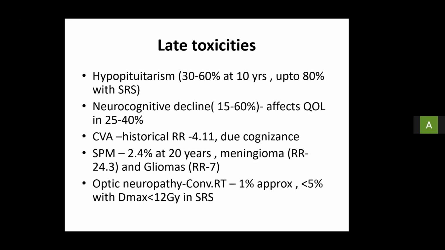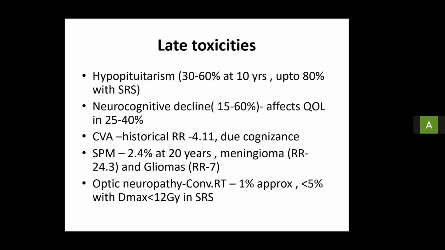So touching upon the main late toxicities: hypopituitarism, which goes up to as high as 60% at 10 years, higher with radiosurgery. Typical figure is 30 to 40%. It should always be managed in conjunction with an experienced endocrinologist. What we typically do is we always work with endocrinologists and ophthalmologists while taking care of these tumors. The neurocognitive decline, 15 to 60%, affects quality of life in 25 to 40% of patients and may reduce return to work and reintegration in society. You have to remember all of these are very young individuals with a lot of hopes and aspirations in life.